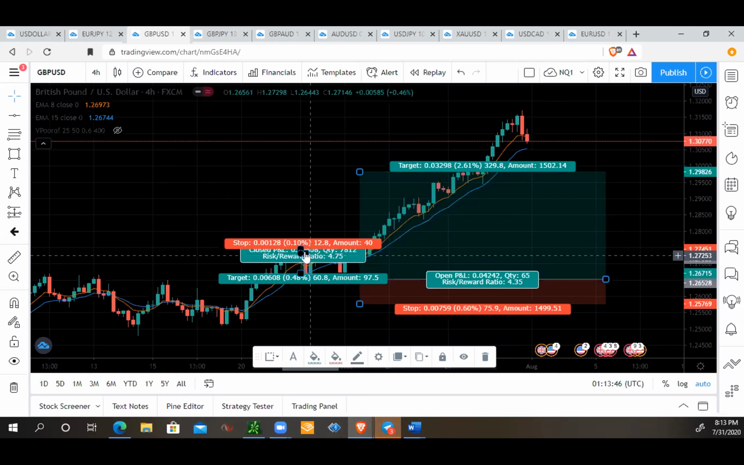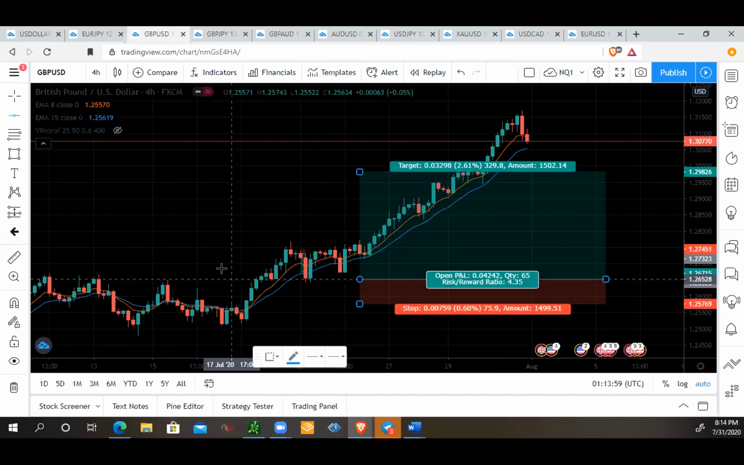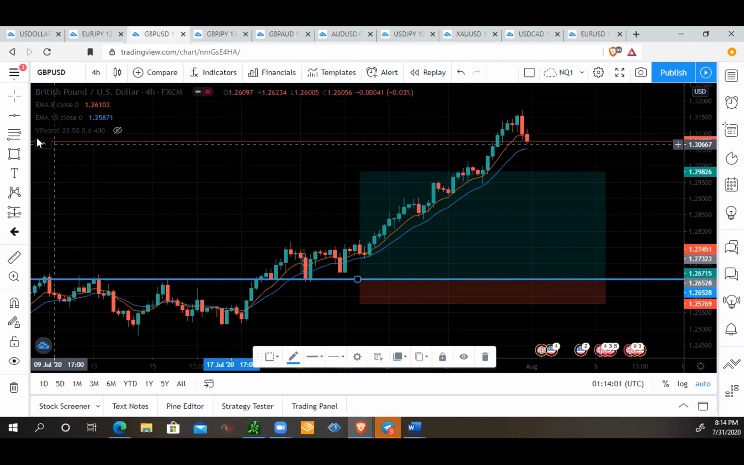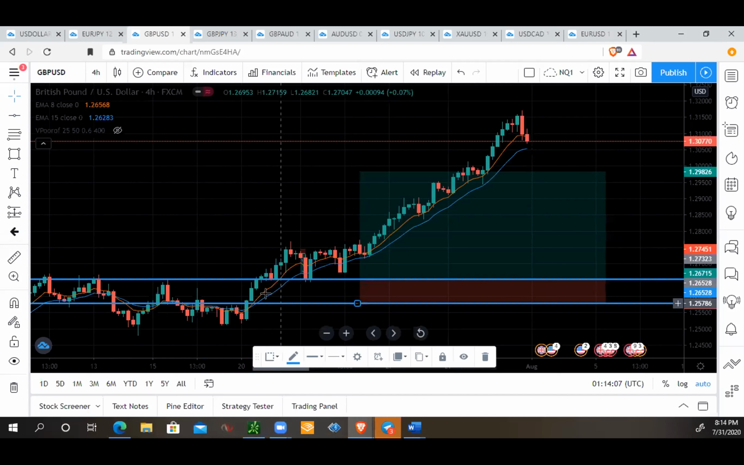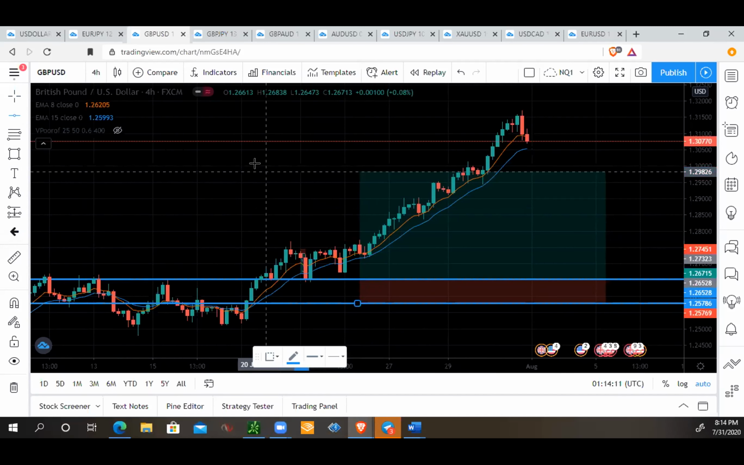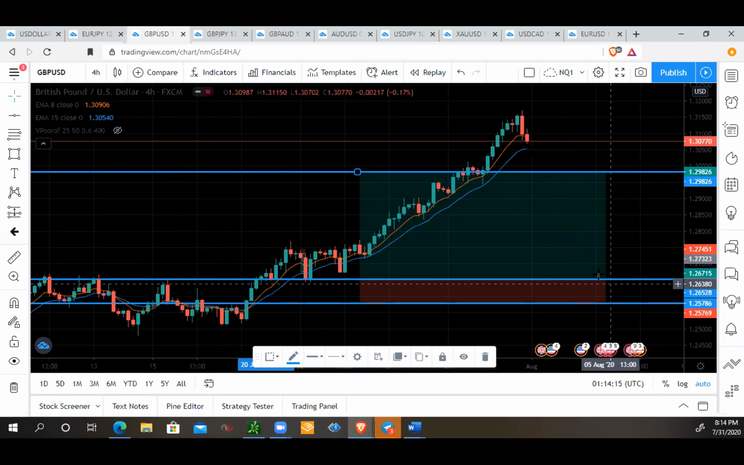Now we're about to take the same area here, and I'm going to mark it. This will be our first entry. This will be our first stop loss. And this will be our target, our starting target.